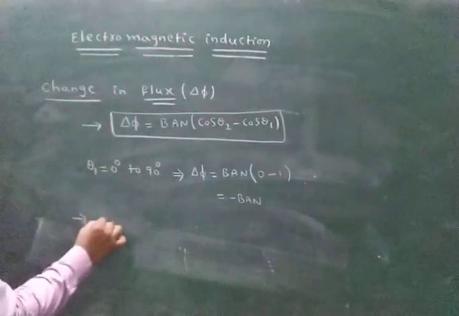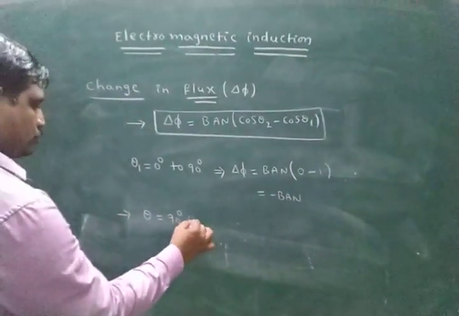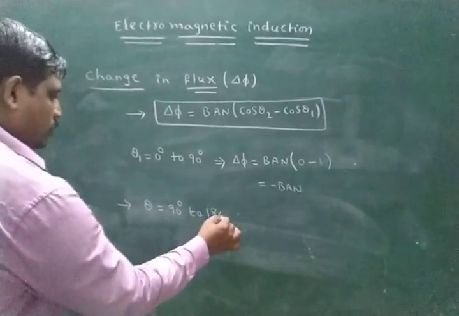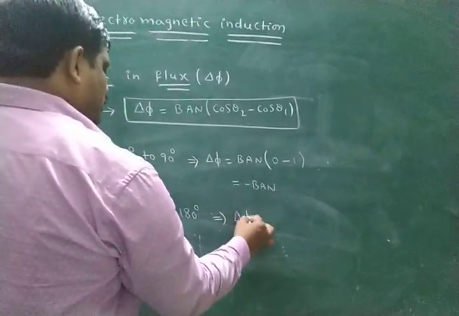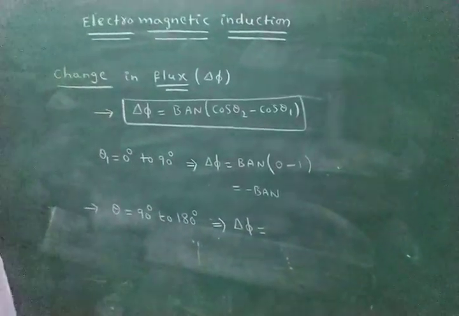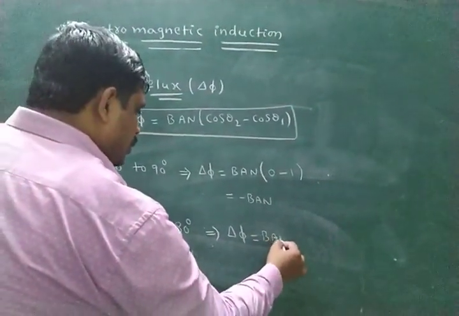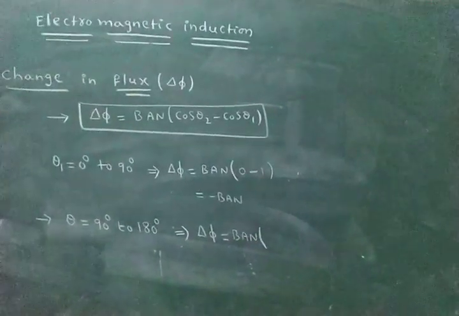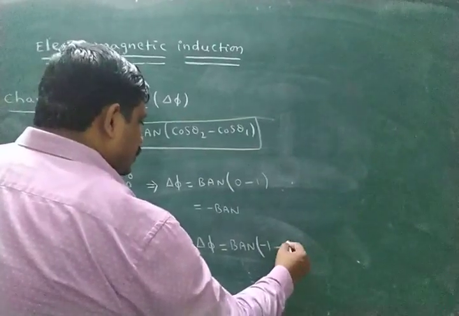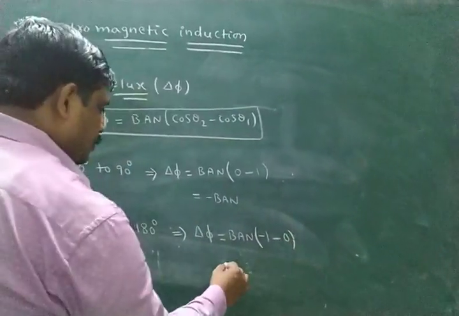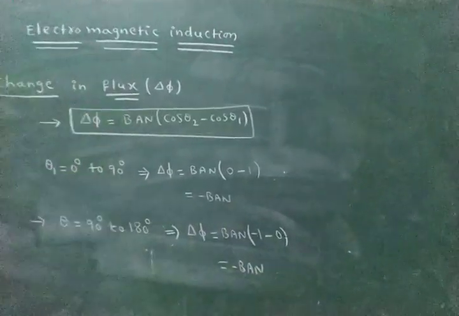Next case, here the coil rotated from 90 degrees to 180 degrees. Initial angle 90, final angle 180. In this situation, the change in flux is B A N into cos 180, which is minus 1, minus cos 90, which is 0. In this situation, the change in flux is minus BAN.